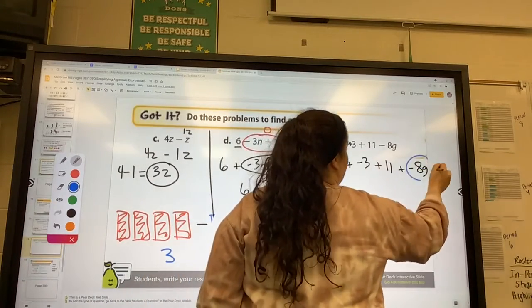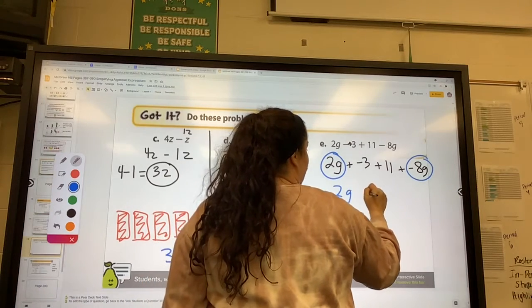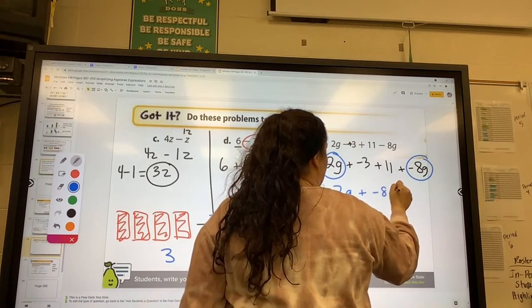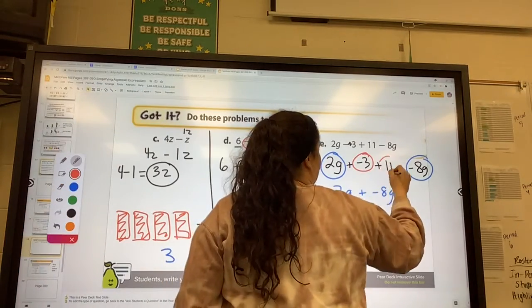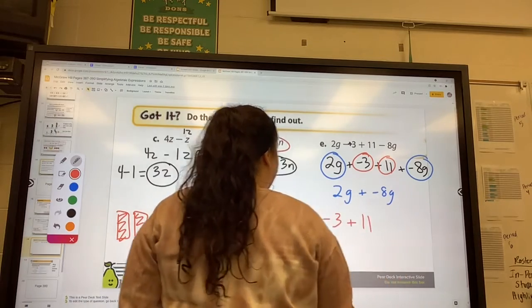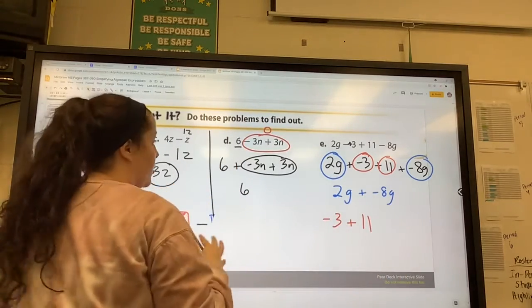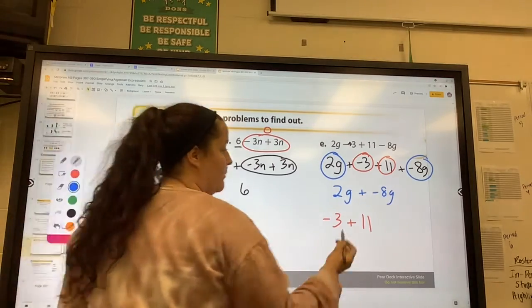So I'm going to combine those 2 terms, which would be 2g plus negative 8g. And then I'm going to combine negative 3 and 11. Negative 3 plus 11. That's a lot of work with positive and negative numbers, which means you're going to have to really go back and review that.